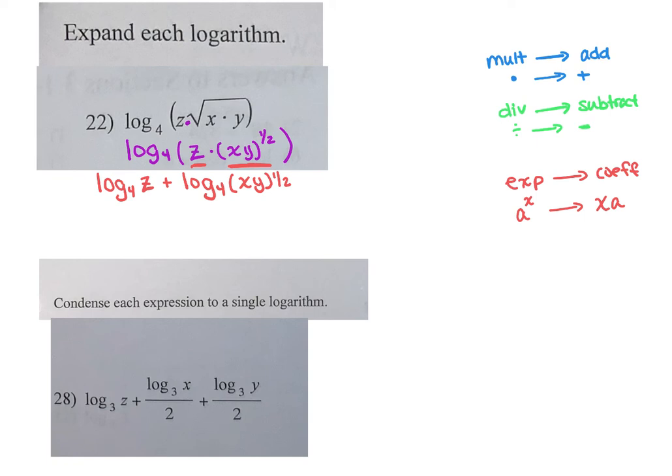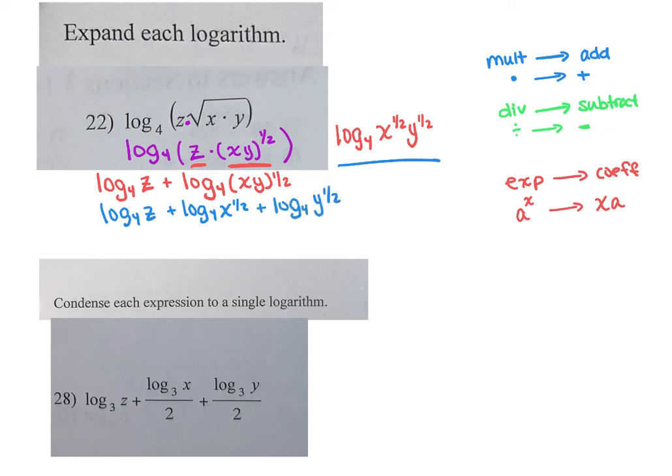So another way to think about this last piece is log base 4 of x to the 1/2 y to the 1/2. Because when you have a group raised to a power, each thing within it is raised to the power, right? And so I can actually split those up as well. If I write it like this, I can say log base 4 of z plus log base 4 of x to the 1/2 plus log base 4 of y to the 1/2.